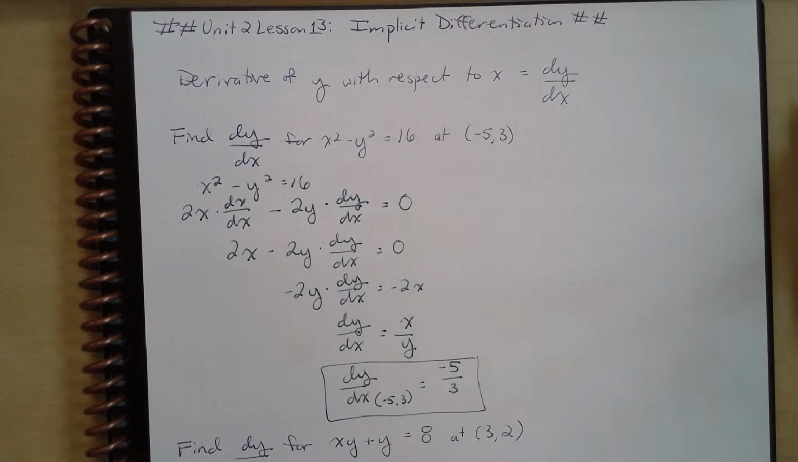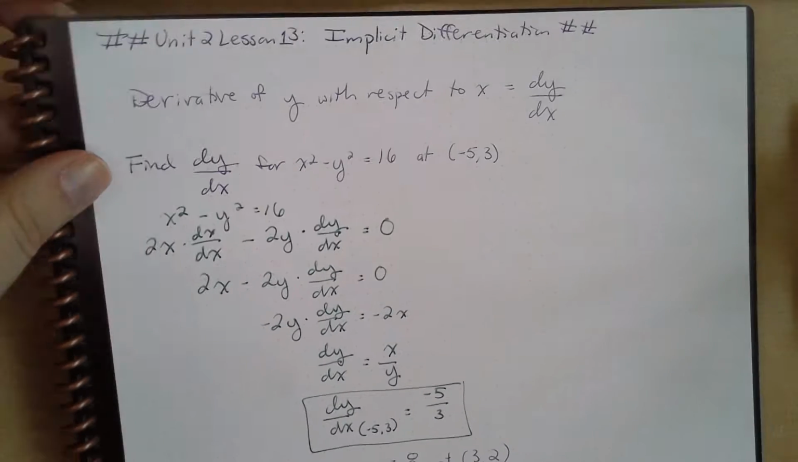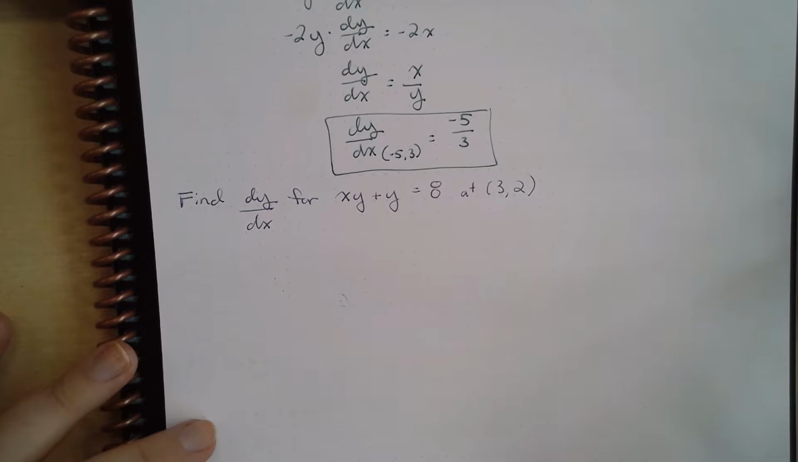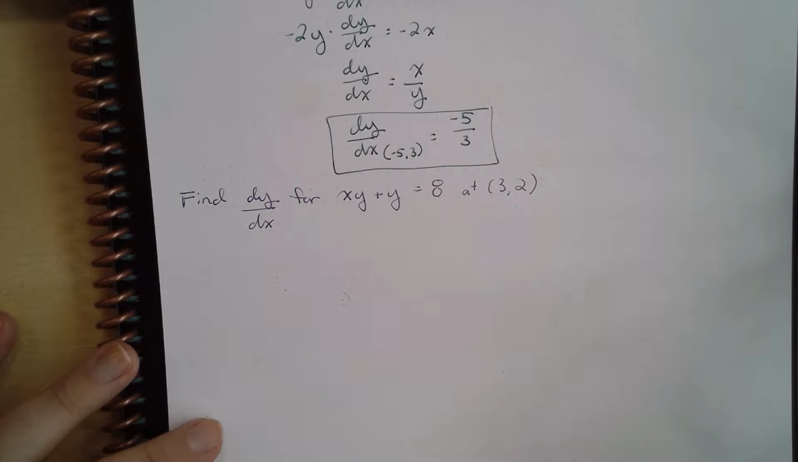So again, I think that this is going to become easier as you go through it. I'm just going to do quite a lot of examples so you can see it in action, and hopefully that will help it make sense. So let's do another one. We want to find dy over dx for xy plus y is equal to 8 at 3, 2.